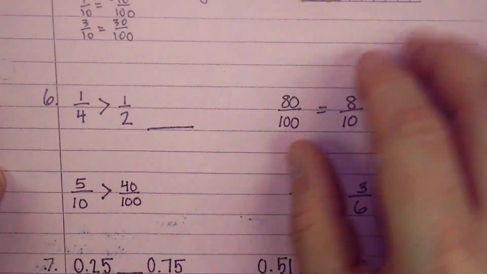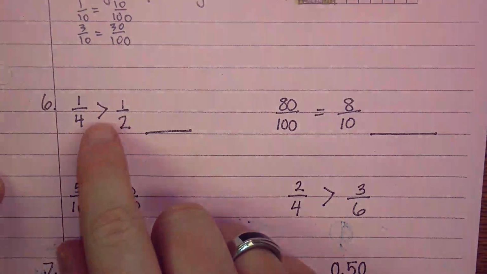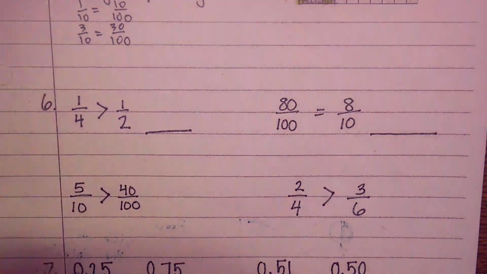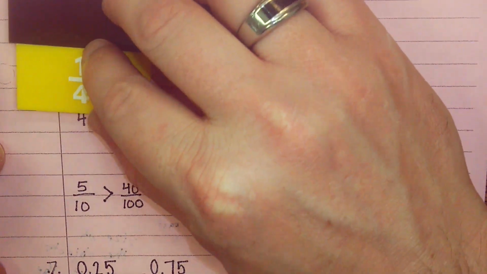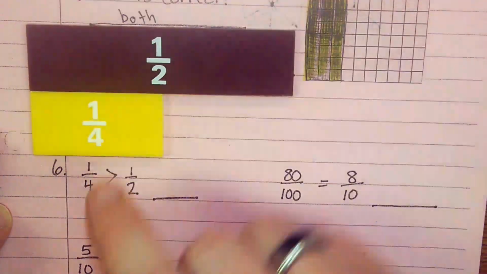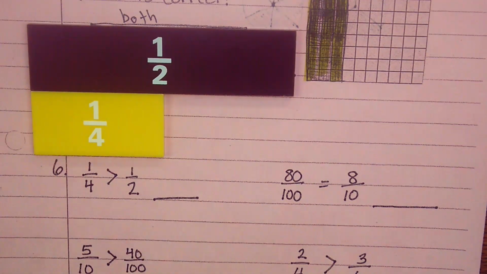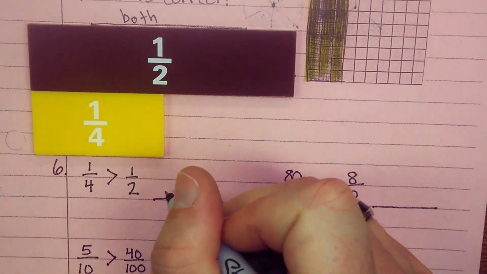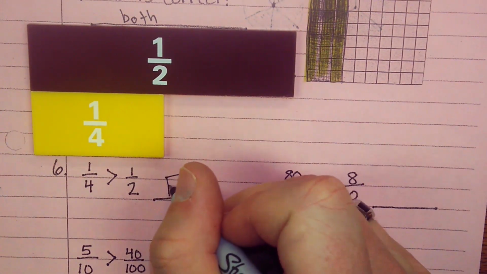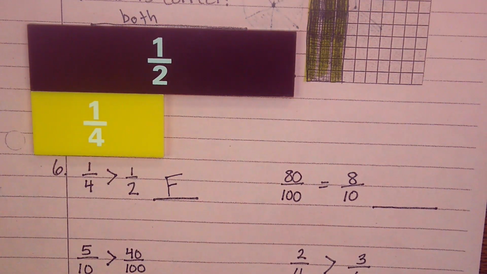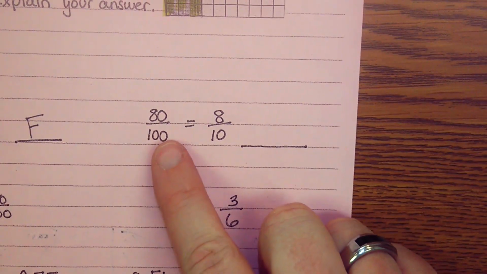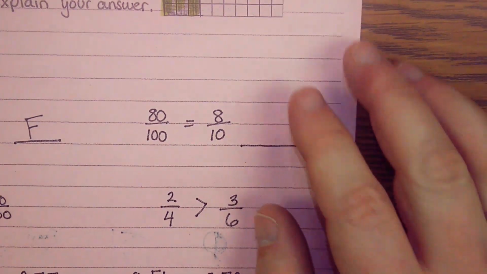Okay, number 6, true or false? 1/4 is larger than 1/2. Here's my half. Here's my 4th. This says 1/4 is larger than 1/2. Disagree. I'd say that's a big old false. A little fibbers. Now, if I look over here at my next one, 80 equals 8/10.